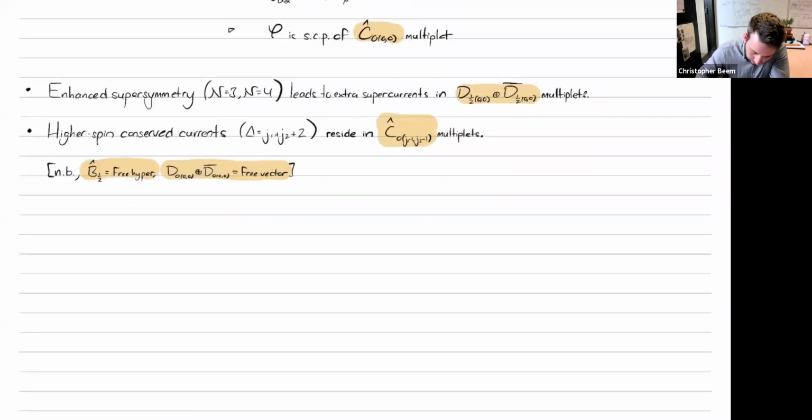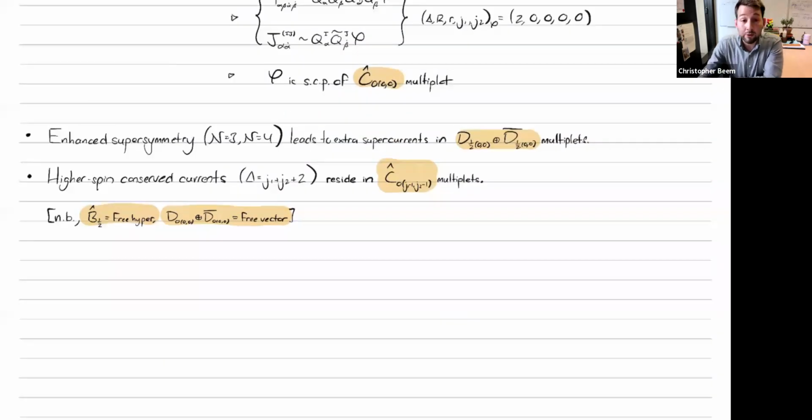There are other examples that I won't belabor as much. So if you have more than n=2 supersymmetry, you can think of that as a special case of an n=2 theory, in which case you're going to have extra supercurrents corresponding to the extra supersymmetries. And those things will live in these multiplets that I called D and D bar, or that Dolan and Osborne called D and D bar. If you have higher spin conserved currents in your life, then those things are going to live in other C hat 0 multiplets. So C hat multiplets whose primary is an SU2R singlet, but their primaries are going to be of higher spin.